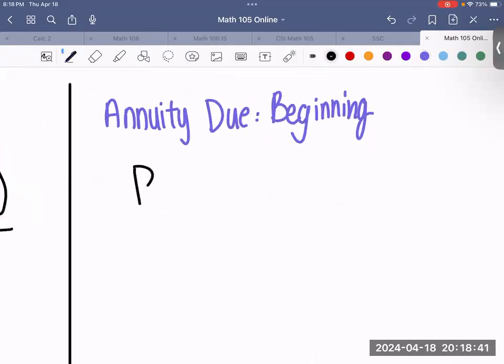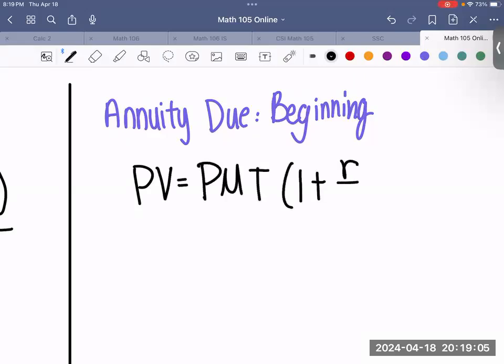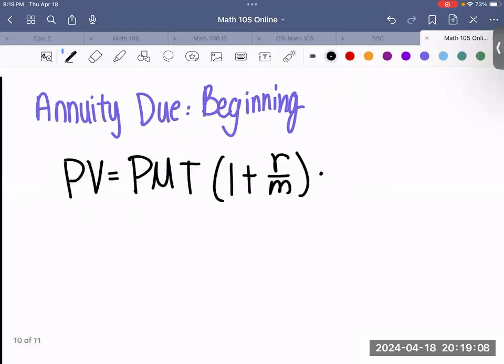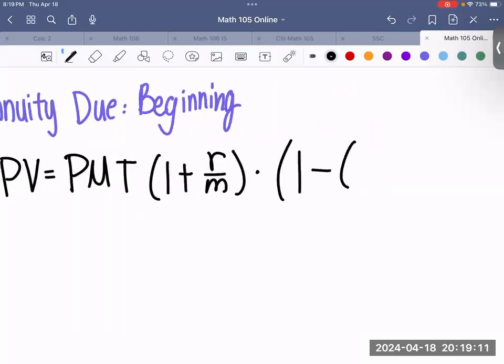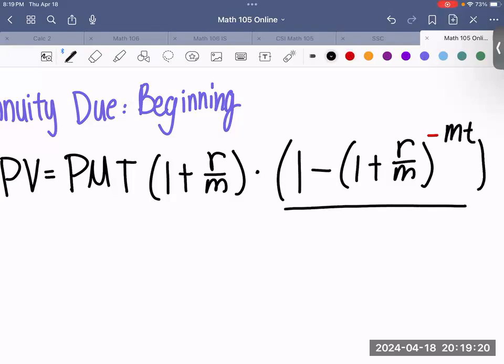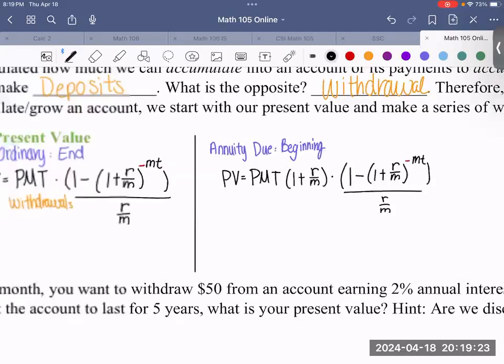You'll notice that a lot of the time we're going to be using the ordinary, the end value. We just have so much to do in our class that I stick to the same ones every time, but just know you would tack on an extra compounding period. That is the only difference when it comes to these formulas. So there's that extra one, and then it's the exact same formula. And there you have it.